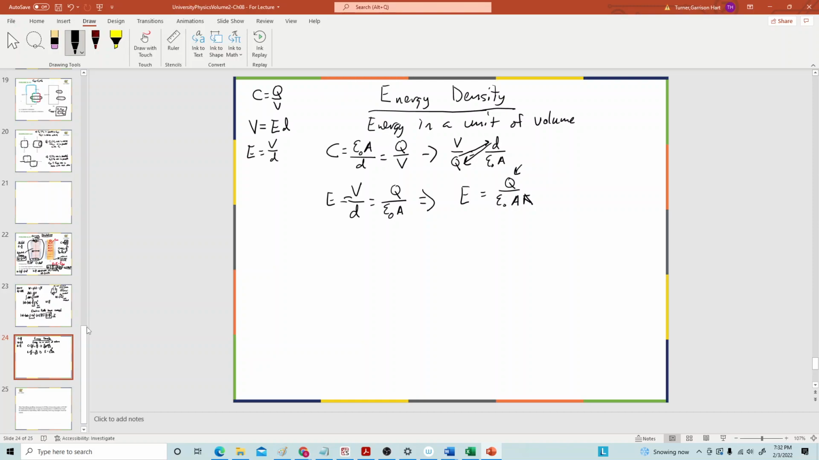So, with that in mind, we're going to use this momentarily, okay? And not to confuse anything, get rid of those arrows. So the electric field is Q over epsilon naught A.